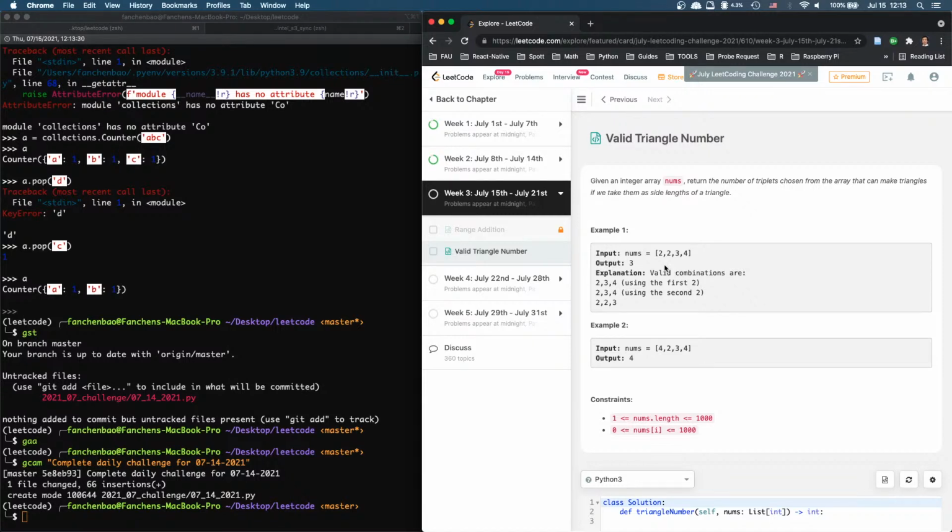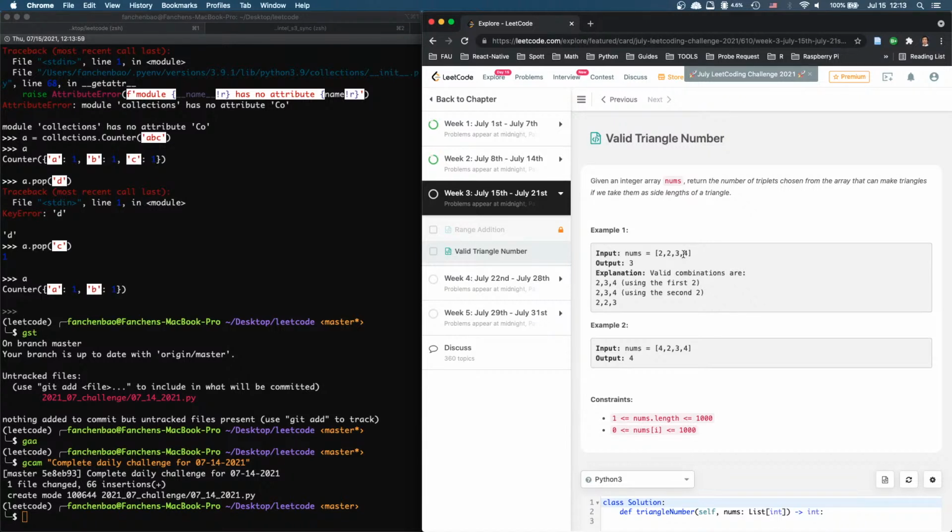Let's see. Which one is not valid? 2, 2, 4 is not valid because 2 plus 2 is 4, right? So basically we have a triplet and we need to make sure the sum of the smaller two is larger than the largest one, because the other way around always works.